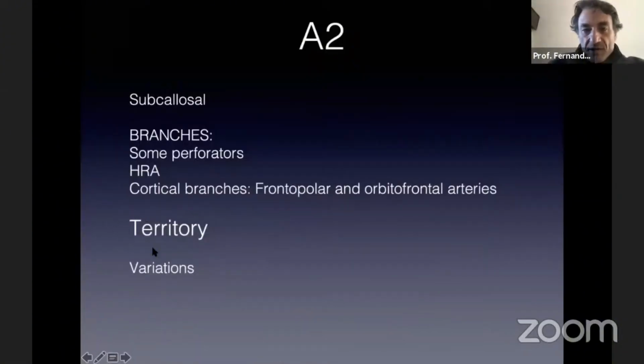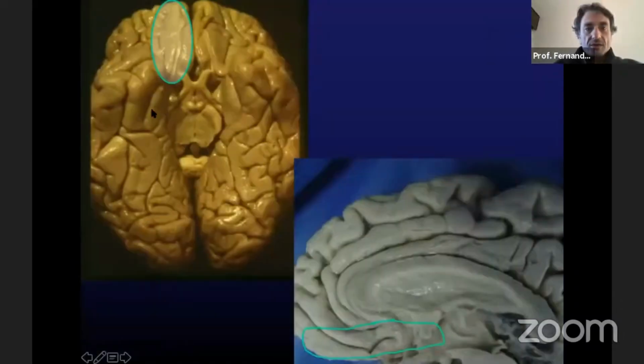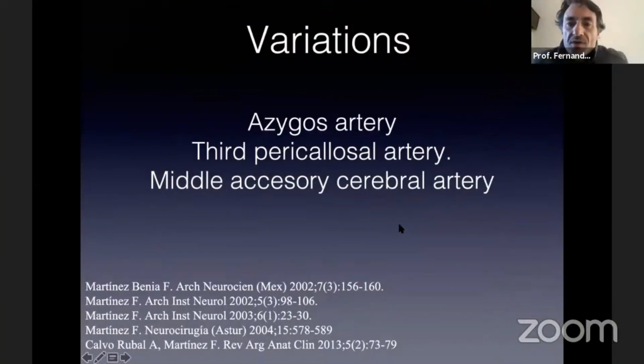The territory of the branches of A2: we can see here the basal surface of the frontal lobe, the internal surface of the frontal lobe, and a part of the preoptic area with the perforating branches. We can identify a lot of variation, but I will speak about 3 variations of the A2 segment: the azygos artery, the third pericallosal artery, and the middle accessory cerebral artery.